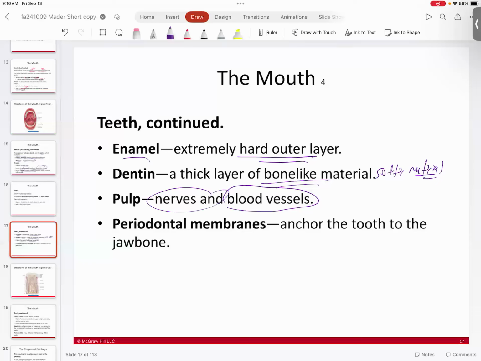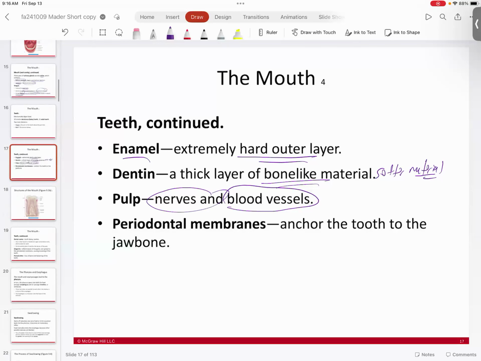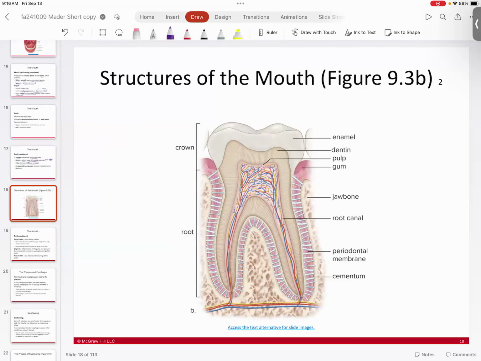And then you have membranes that anchor the tooth to the actual jawbone, the mandible and the maxilla. So this is kind of what it looks like. Here is your enamel up here on top. That's the part that you chew on. Underneath that is the softer dentin that is not as hard and structural. And then below that is your pulp. Your pulp has a lot of vascular blood and a lot of nerves in it.